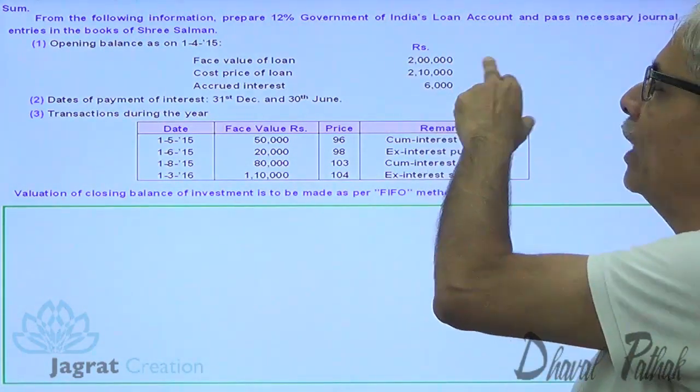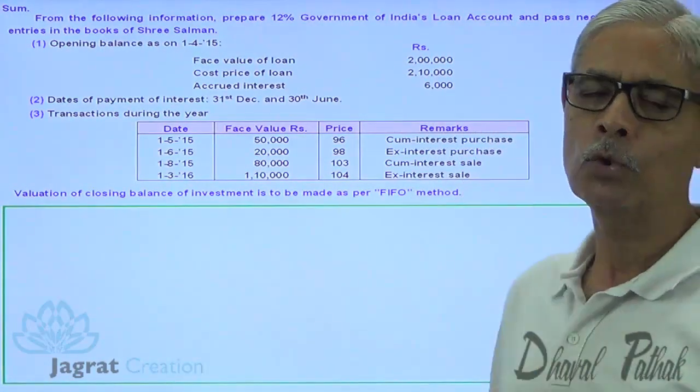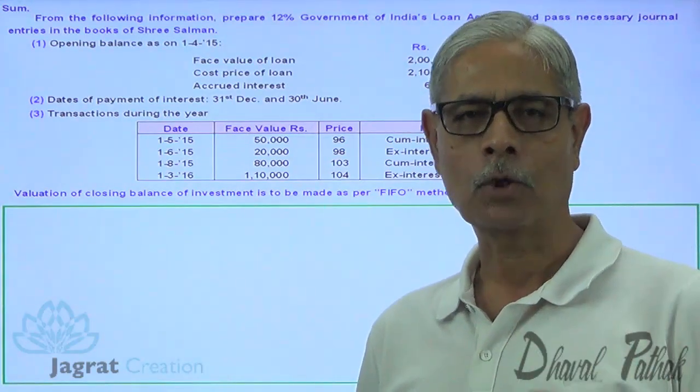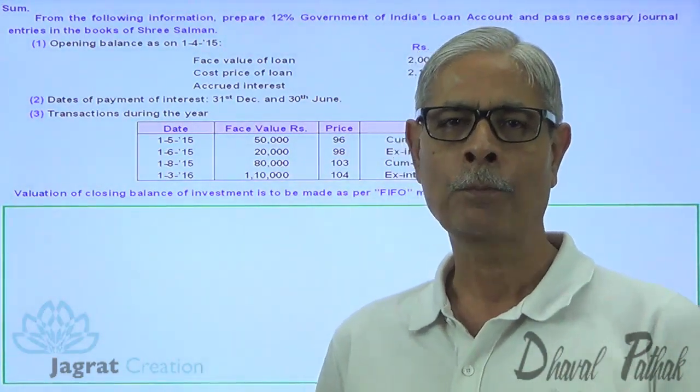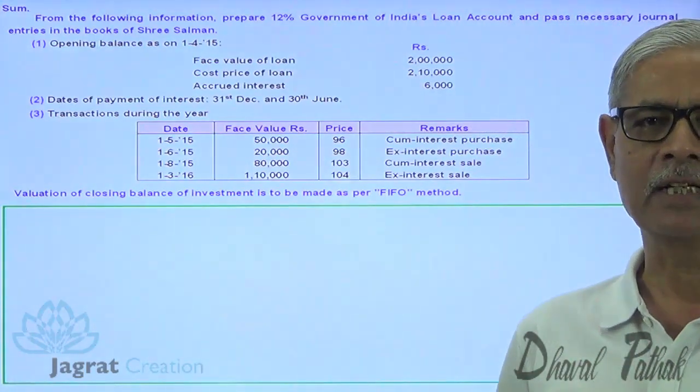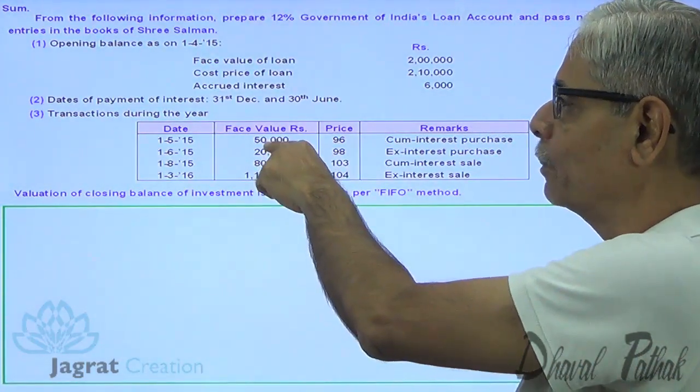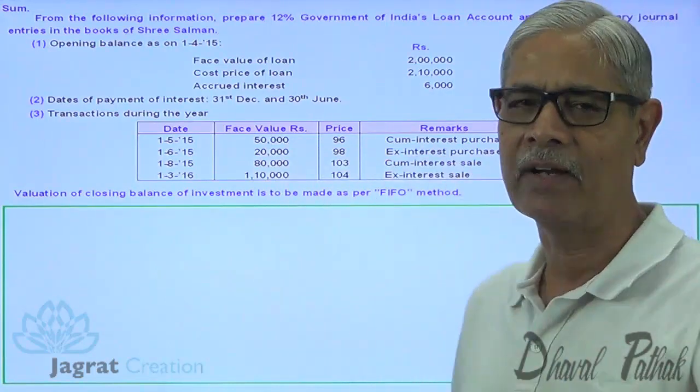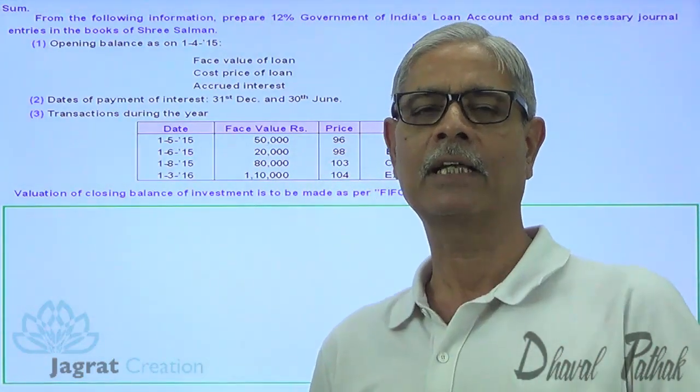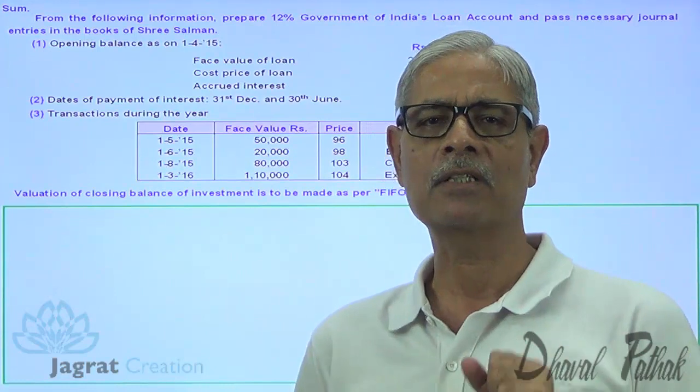So here, the cost of 2 lakhs face value is 2,10,000. How much is the cost of 10,000 face value? So we can find out the cost of 10,000 investment. To that, the purchase cost of these 50,000 and 20,000 will be added. So I will get the closing balance of investment by the first in first out method.